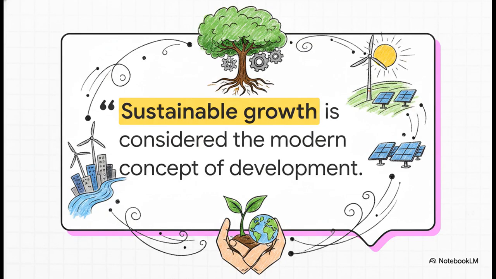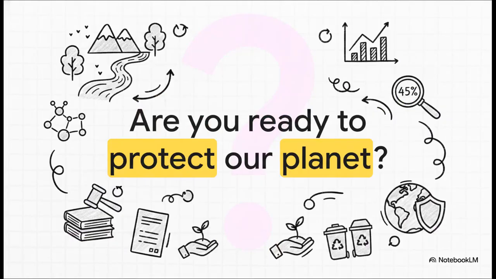Which brings us to the ultimate goal of the entire curriculum, anchored by this really powerful concept from the source material. Sustainable growth is considered the modern concept of development. This is the whole point. Environmental science isn't about stopping human progress or turning back the clock. It's about finding that delicate scientific balance where human interaction and environmental preservation can actually coexist indefinitely. We've journeyed all the way from the absolute basics of ecology, straight through the math of population and pollution, all the way to the legal frameworks of sustainability.